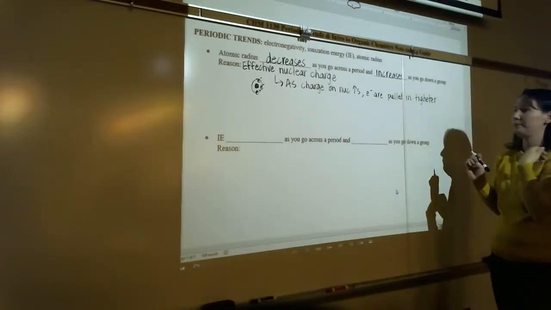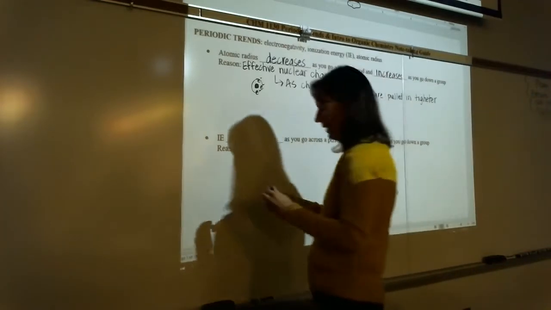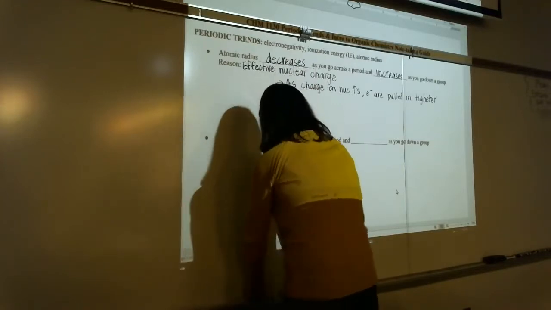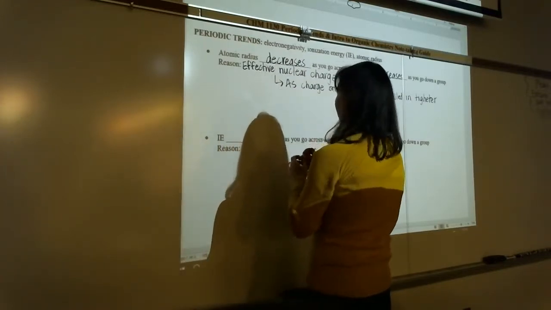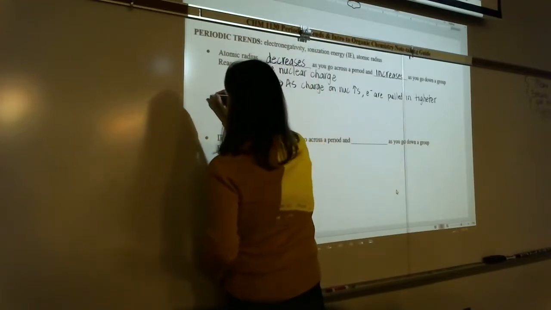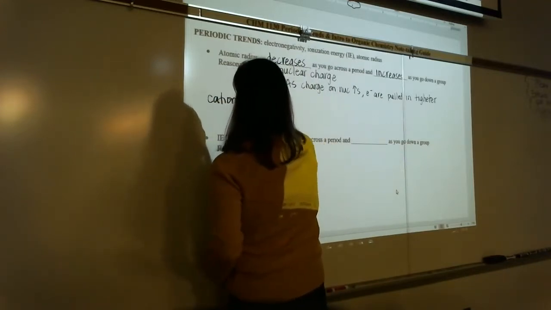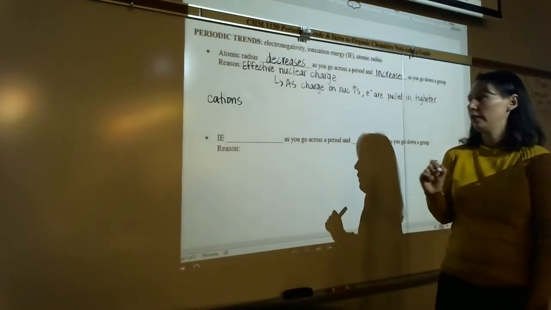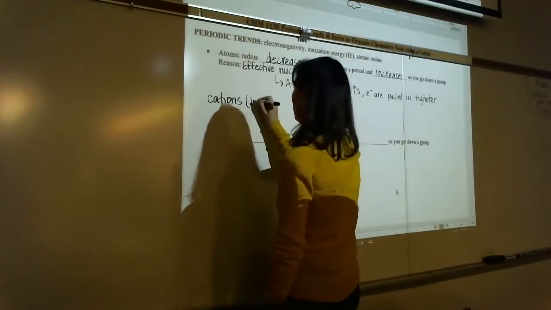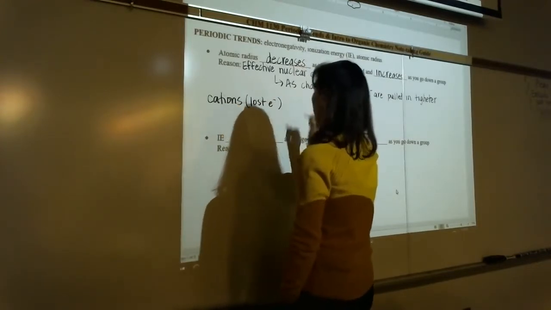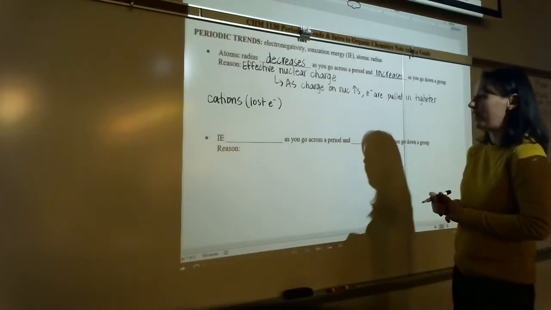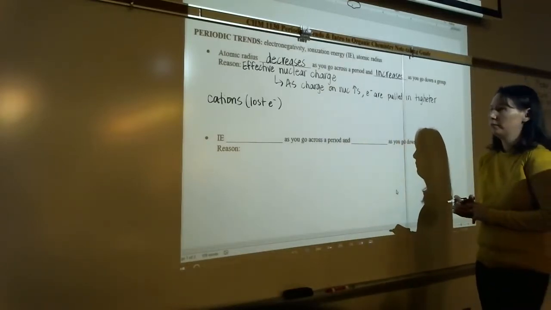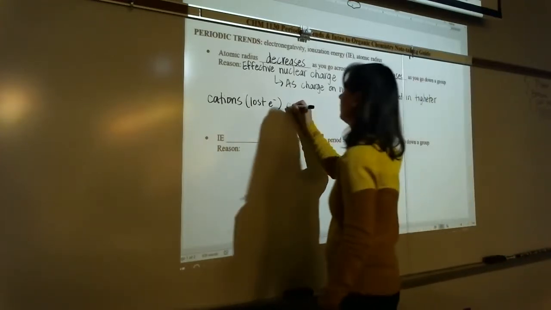Does that make sense? There's another thing that you need to add to this section. I should have written reason/examples, because we also need to talk about cations versus anions. Cations, have they lost electrons or gained electrons? They've lost electrons. So, would you expect them to be bigger or smaller than their parent atom? Smaller, yes.